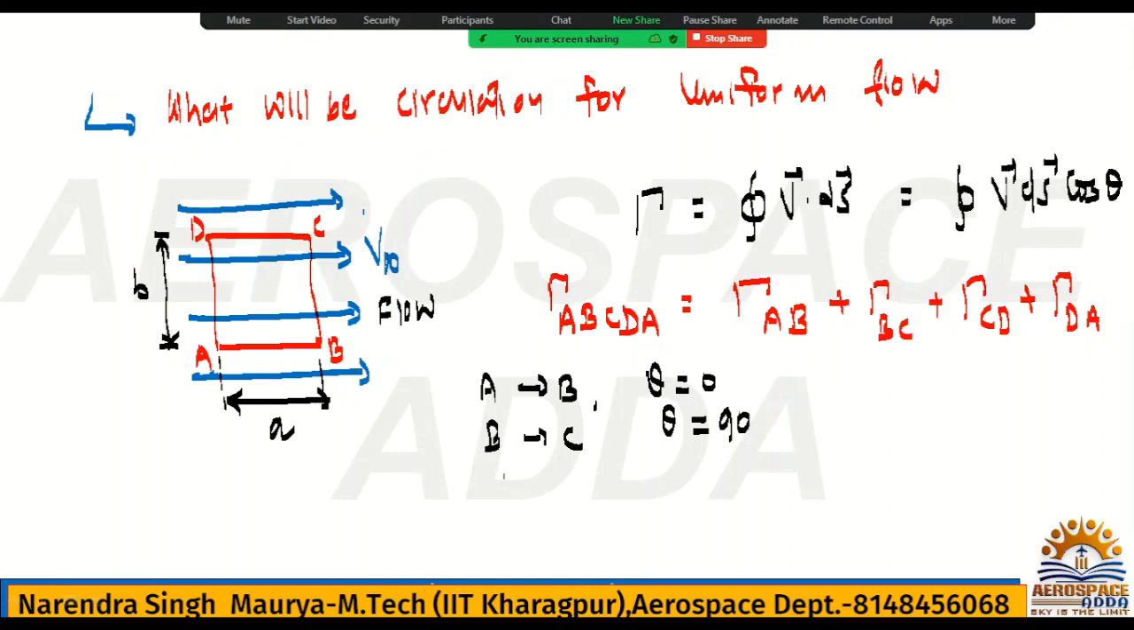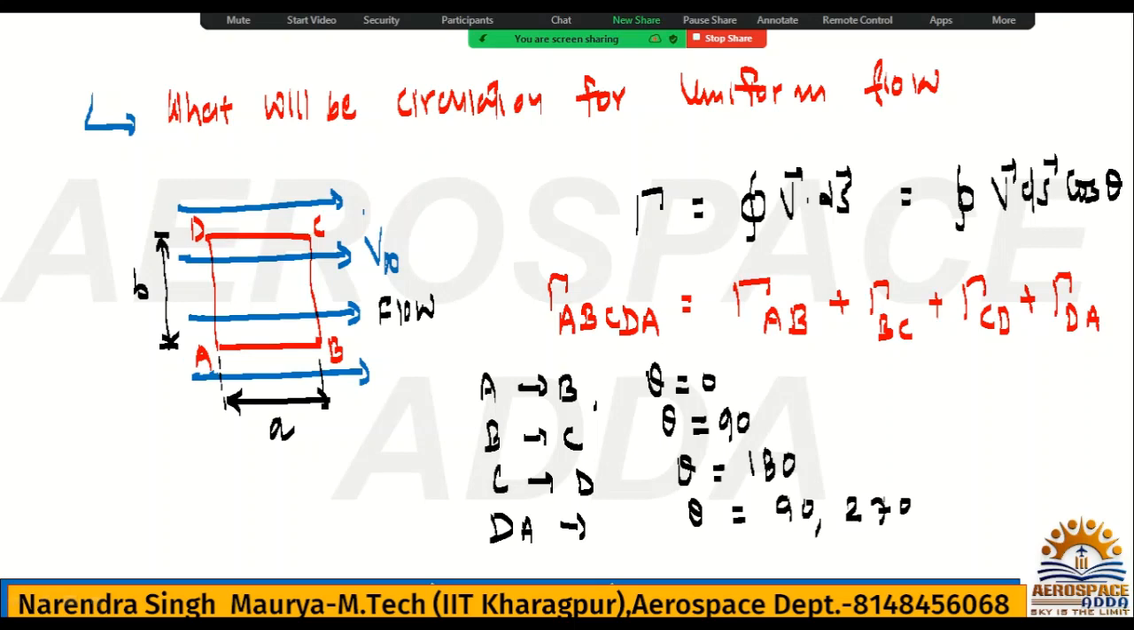Similarly, if you go from C to D, you have taken A to B along the flow, but C to D is opposite to the flow, and opposite to the flow means 180 degrees. Similarly, we can go for D to A. Again theta, you can consider it 90 degrees, or you can add 180 plus 90, 270. 90 or 270, it's your choice. This is the angle now.